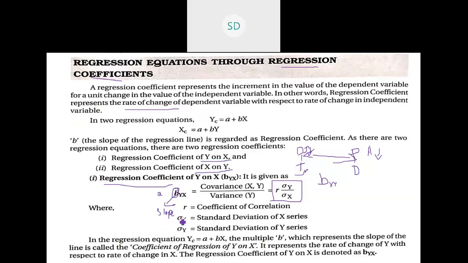So what the slope does is it always represents how much change is happening in the values of the coefficients. So that will be your byx. Okay, so this is your first regression coefficient, that is byx. Any doubts in this slide? Did you all understand this part?